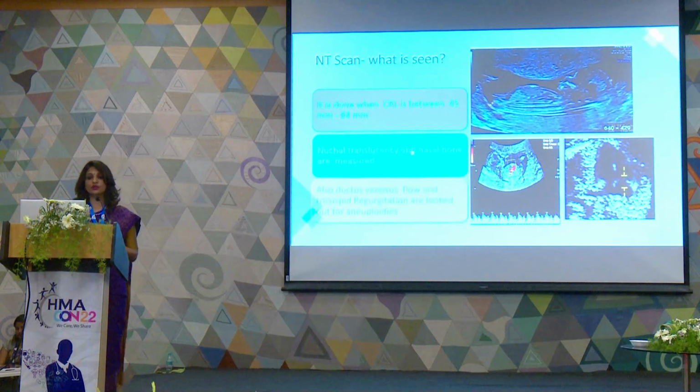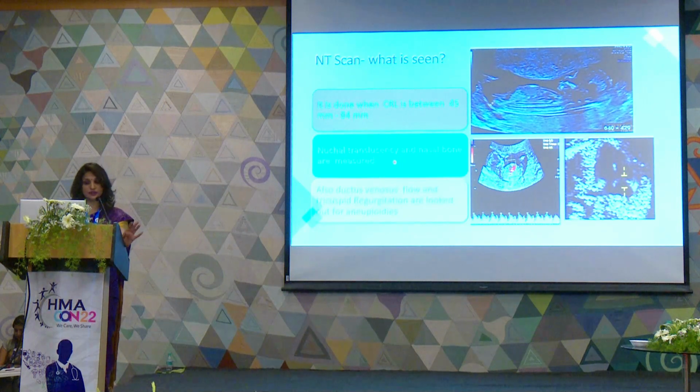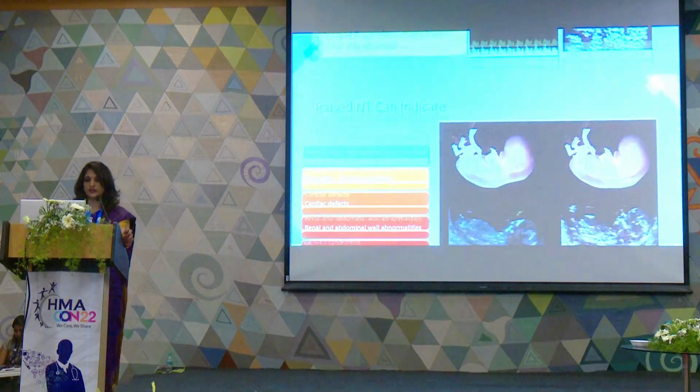What is seen? We do the NT scan when there is a CRL of 45 mm to 84 mm. Even if the gestation is 11 weeks by dates, but the CRL is not 45, we generally do not do it. NT is measured, nasal bone is seen whether it is present or absent, and ductus venosus flow and tricuspid regurgitation are looked for the aneuploidies.